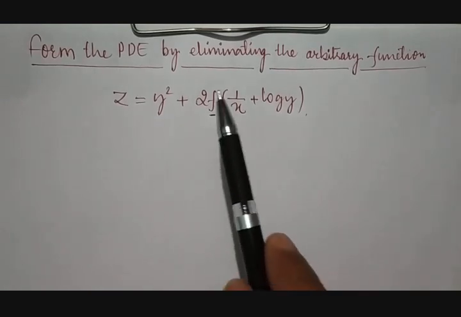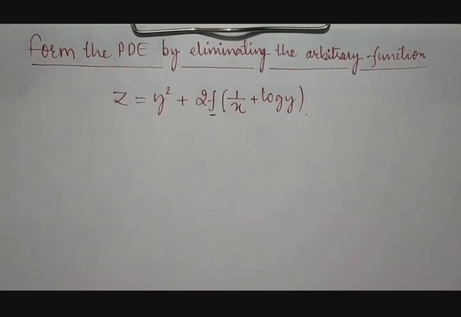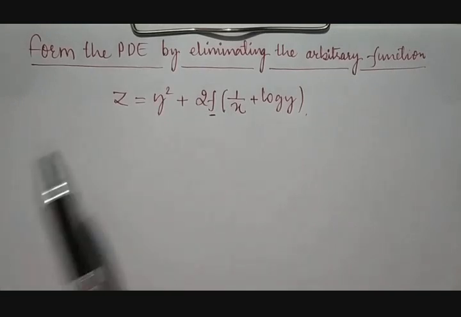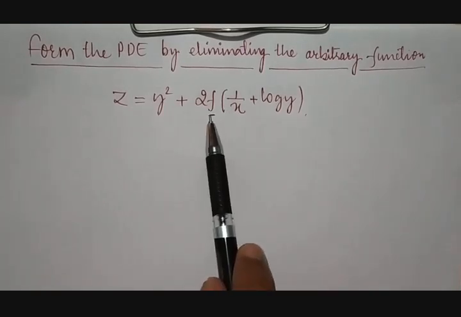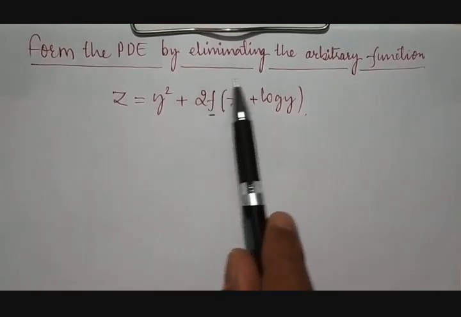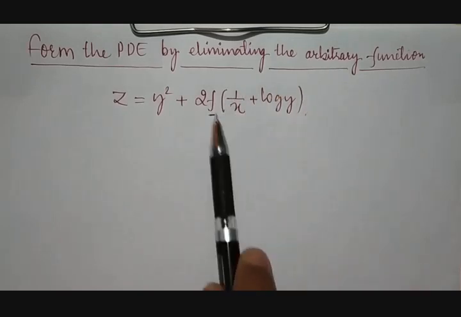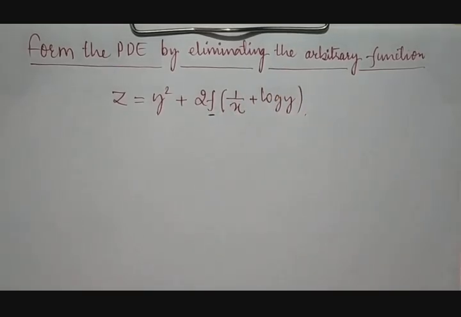When we go for its differentiation, only then can we say f dash, which indicates the differentiated function. That's it. So that term has to be eliminated. This arbitrary function term has to be eliminated to construct the partial differential equation. Okay, let us see what to do in this case.